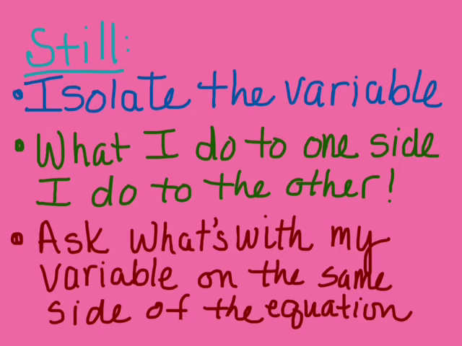So with these, you're still going to make your goal to isolate the variable. Still, what you do to one side, you will do to the other. And you're still going to ask what's with my variable on the same side of the equation, because of course you're going to need to undo that using an inverse operation in order to isolate the variable.